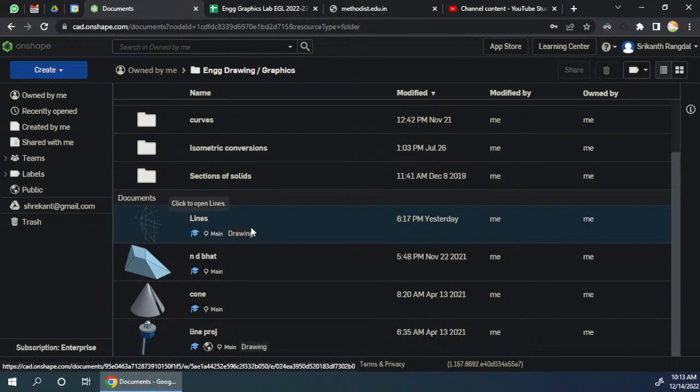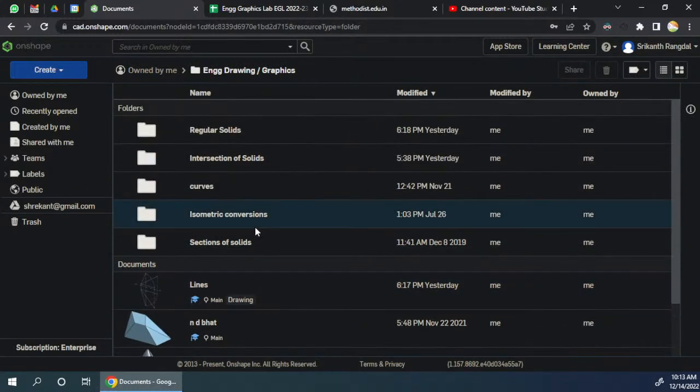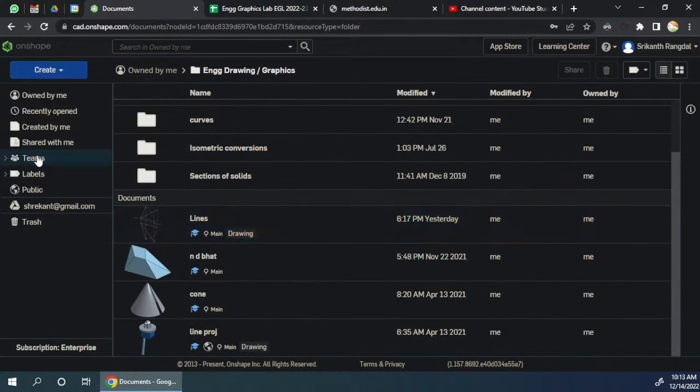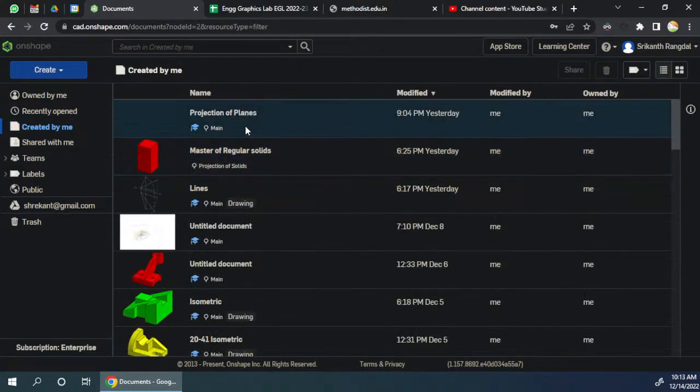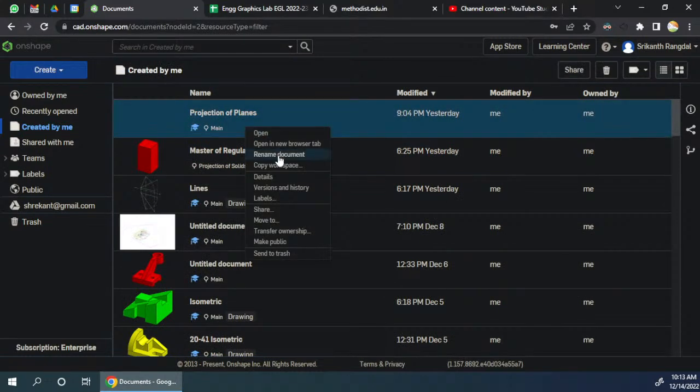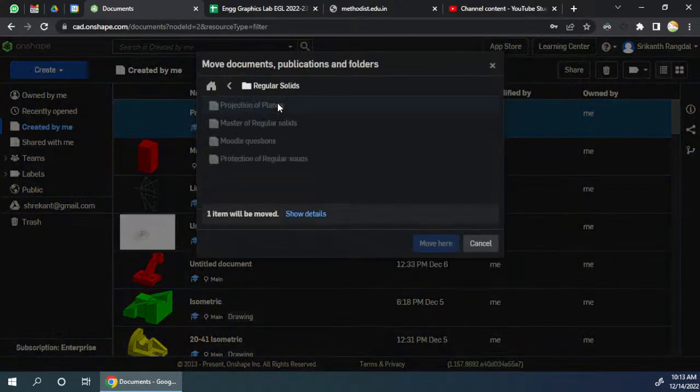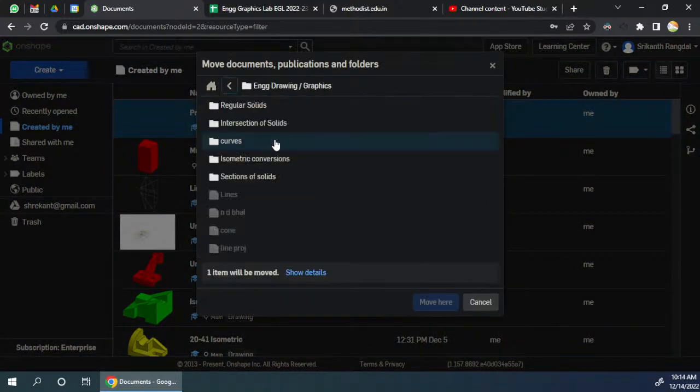And we have projection of planes. Projection of planes is supposed to be here. I don't know, maybe it's shifted somewhere else. So I need to move this. Okay, so it's in regular solids. There it is, projection of plane. So I just need to bring it outside, I guess, because it's not part of the solids.